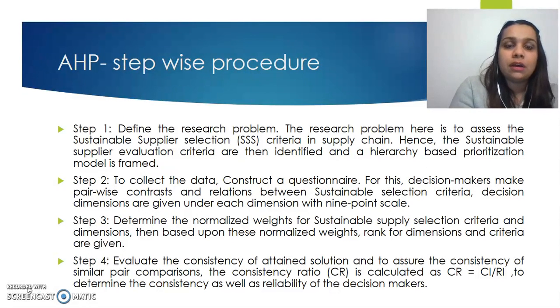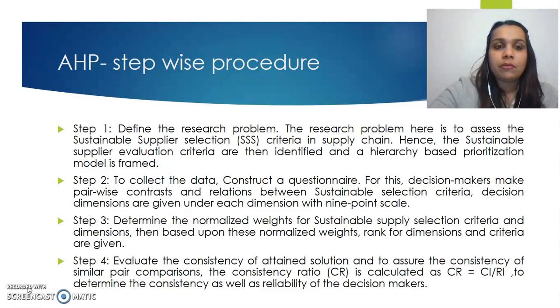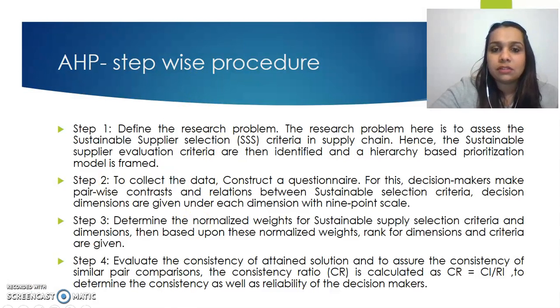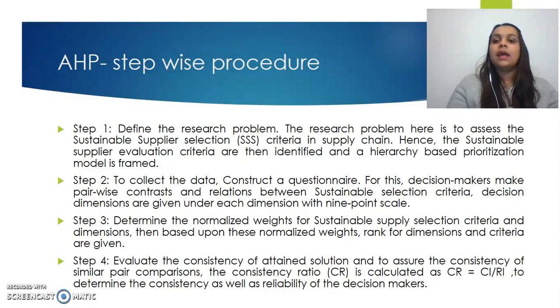So how does AHP work? It has been given in a stepwise manner in this particular slide. The first step is to define the research problem. After defining that research problem, we can use the sustainable supplier evaluation criteria, and then a hierarchy-based prioritization model is formed. Here the main research problem is to assess the sustainable supplier selection criteria in a supply chain, so that sustainable supplier evaluation criteria are then identified and a prioritization model is framed.